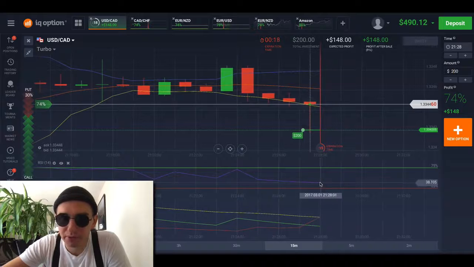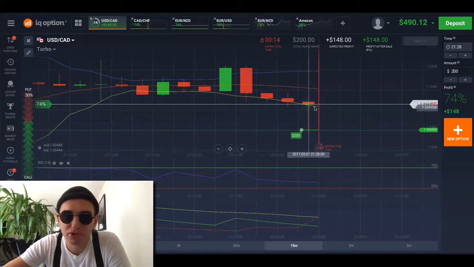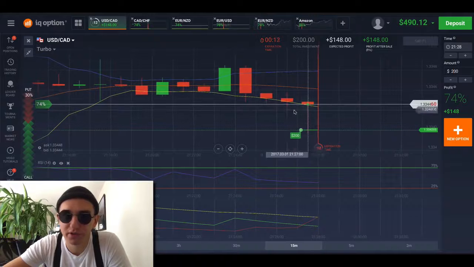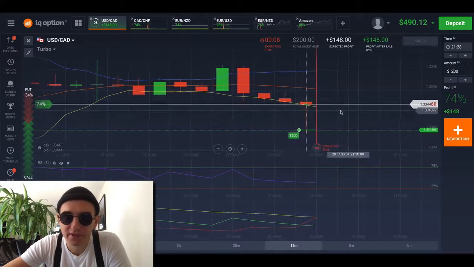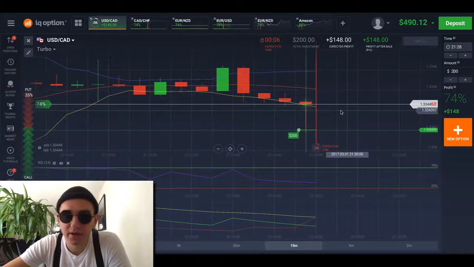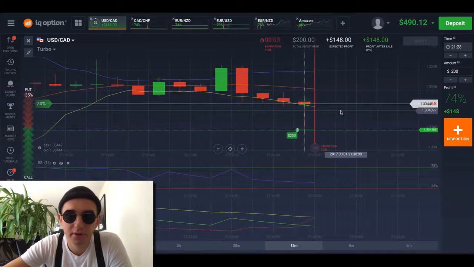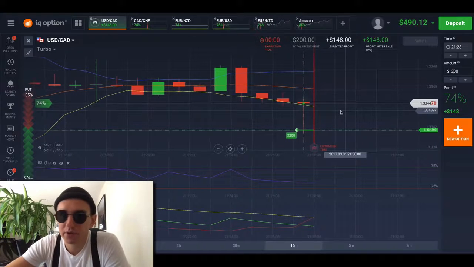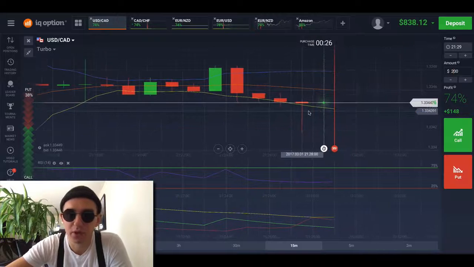According to RSI, we were not in that good position, but the breach of the Bollinger Band was pretty significant. So let's wait for another 10 seconds and let's see how it's working out. 3, 2, 1, and perfect, we just won.